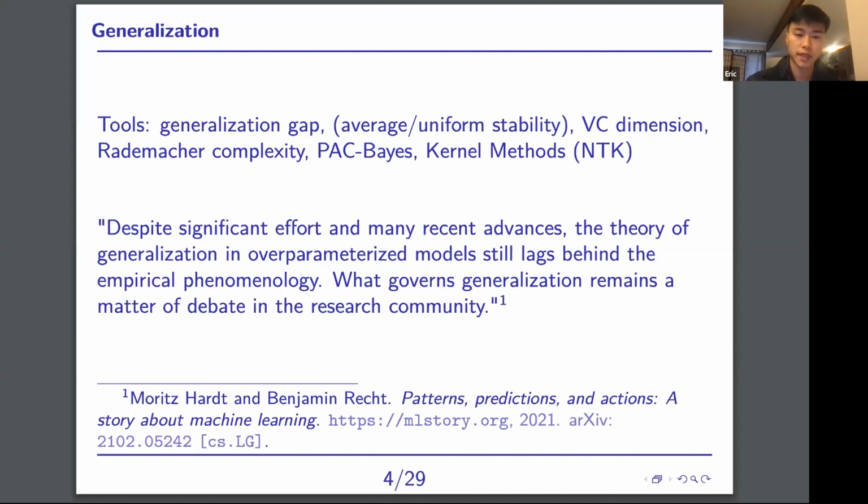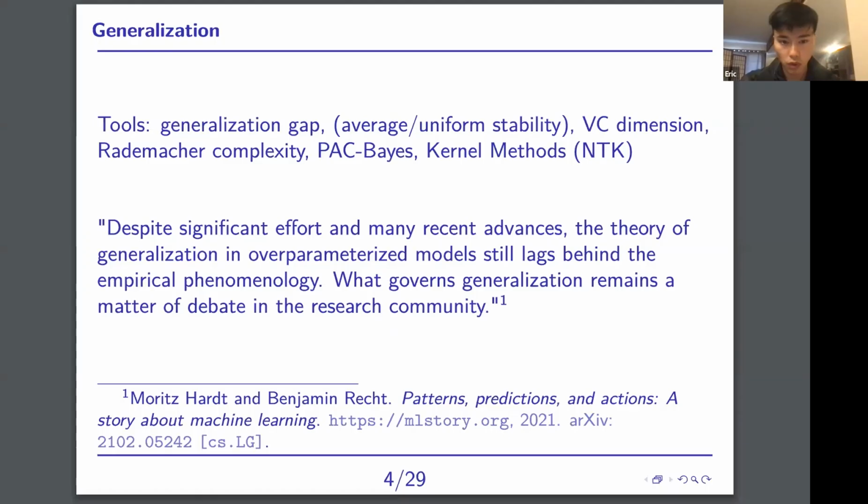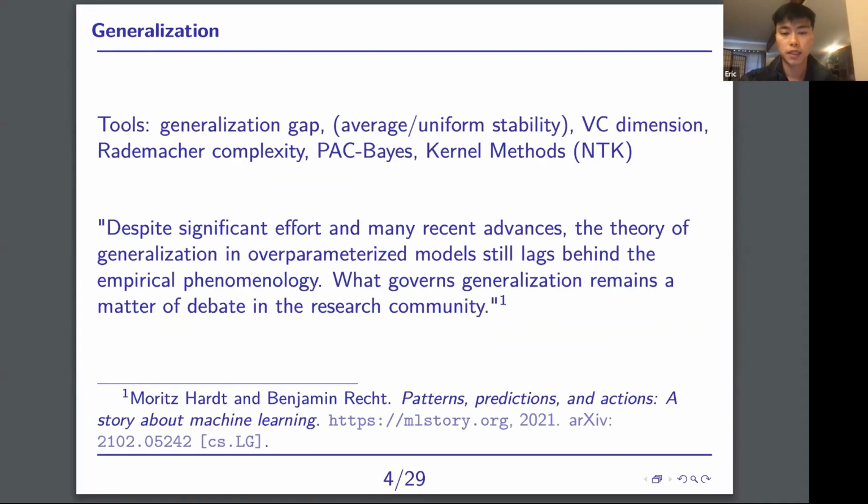Formally, there are tools like generalization gap, uniform stability, VC dimension, Rademacher complexity, PAC-Bayes, kernel methods, and so forth to understand generalization in a more formal mathematical context. But despite significant effort and many recent advances in generalization theory, our understanding of generalization in large overparameterized models like deep learning still lags behind the empirical results. The sad fact is that what governs generalization is still very much a matter of debate in the research community. So we really have no idea what's going on.